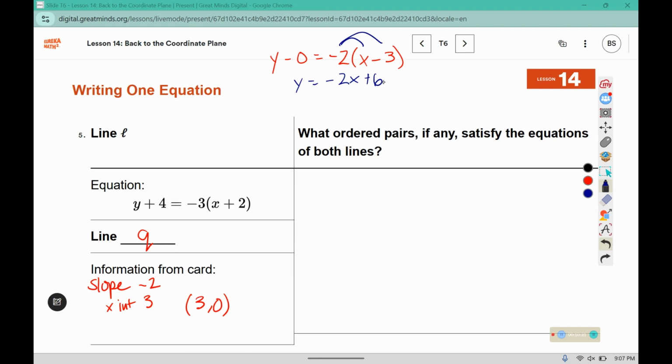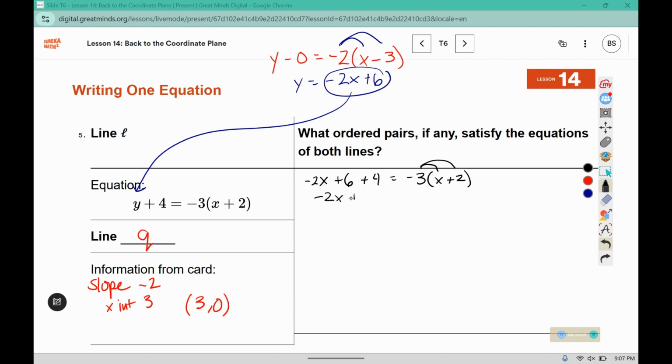We can substitute this into the other equation using the substitution method. That would give us negative 2x plus 6 plus 4 equals negative 3 times x plus 2. We'll need to distribute here and combine our like terms. 6 plus 4 is 10. Negative 3 times x is negative 3x, and negative 3 times 2 is negative 6.